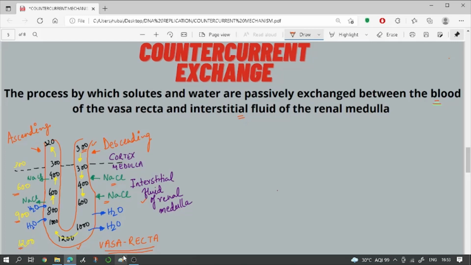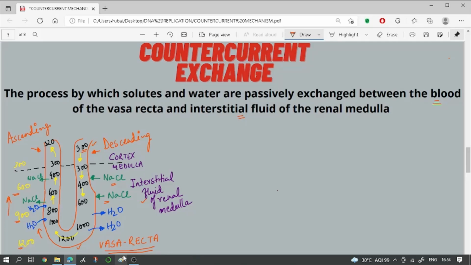But after its osmolarity has increased, the blood now flows into the ascending part of the vasa recta. Here the blood flows through a region where the interstitial fluid becomes increasingly less concentrated. Why? Because you are going from downwards to upwards. So now you see that the osmolarity is getting decreased. From 1200 it is gradually decreasing towards 600, isn't it? So here the blood is flowing through a region where the interstitial fluid becomes increasingly less concentrated.